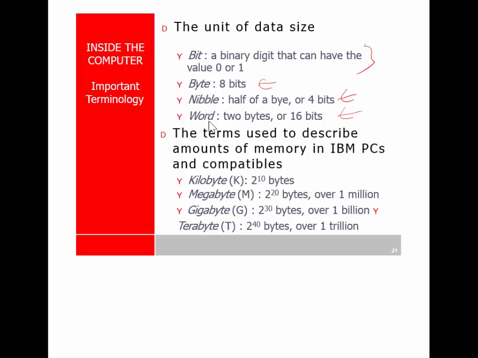You'll hear these terms here. A kilobyte is roughly 1,000 bytes. One of the misleading things is that it's not exact. A gigabyte is 2 to the 30th. It's not the same as 1 billion. Same thing with terabyte. So you run into some issues there at times. But these are some terminology.